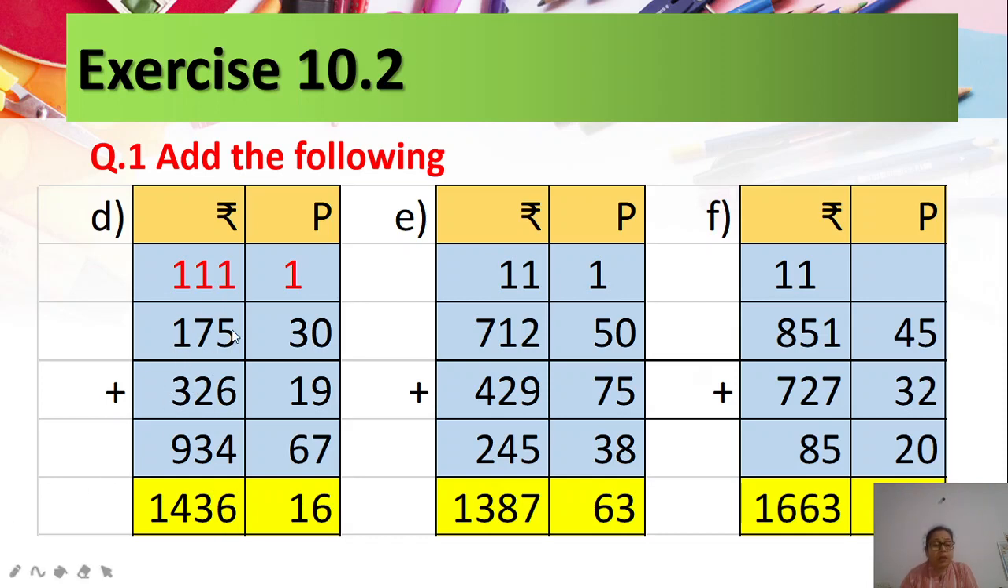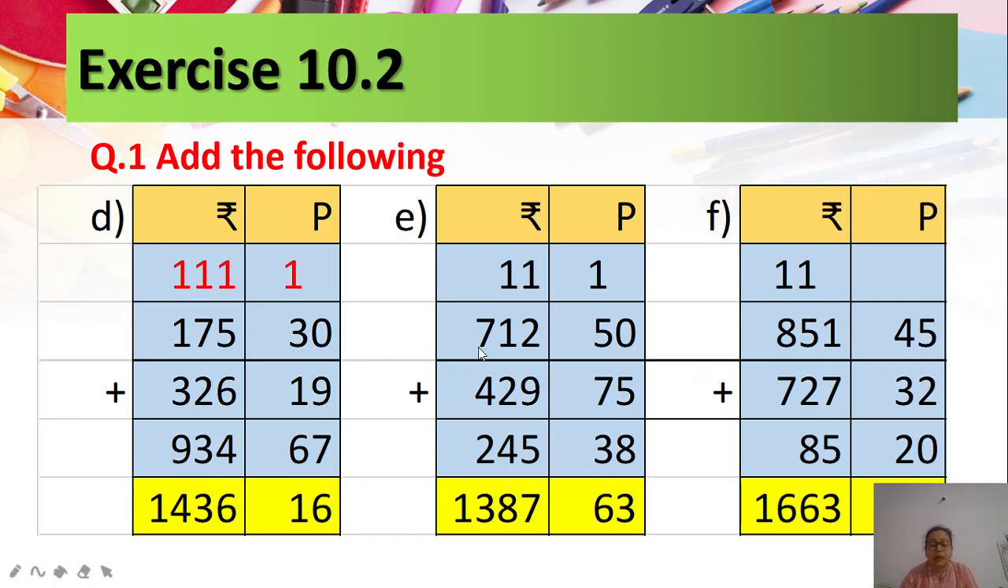Now we will do the further addition. It is 7 plus 1, 8. 8 plus 2, 10. 10 plus 3, 13. So I have written here 3 and my 1 will be the carryover. When I do the addition, it is 9 plus 3, 12. 12 plus 2, 14. So we have got the answer here. You can say that our answer is rupees 1436 and 16 paise.